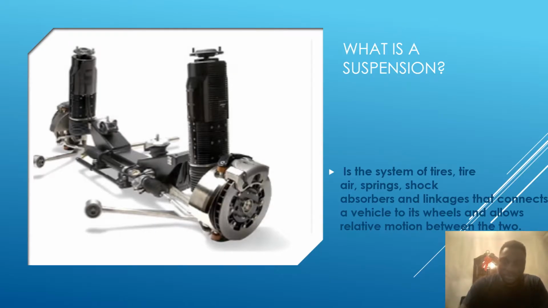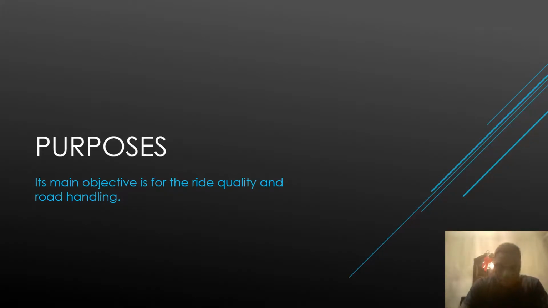So we start with what is a suspension. It is a system of tires, air springs, shock absorbers, and linkage that connects a vehicle to its wheel and allows relative motion between the two, as you can see in the picture. My main objective is ride quality and road handling.